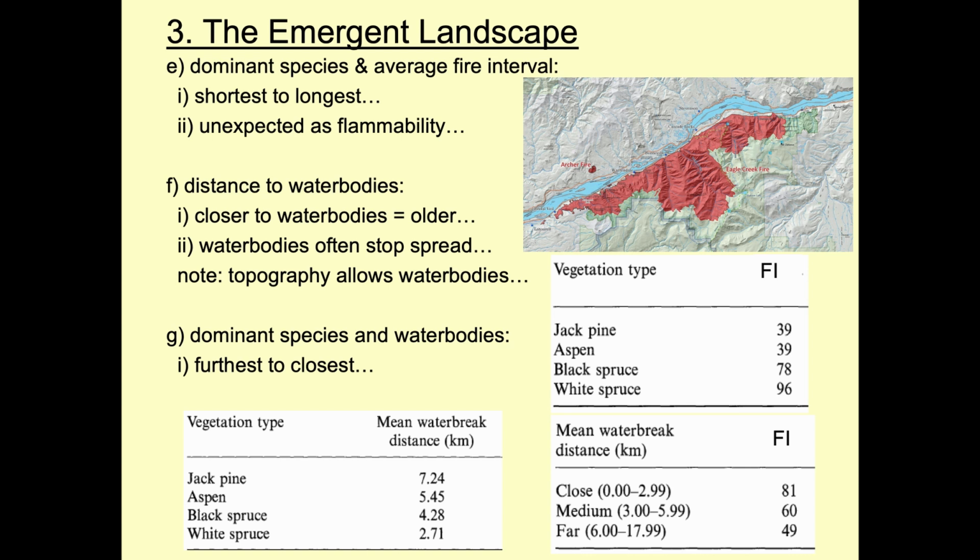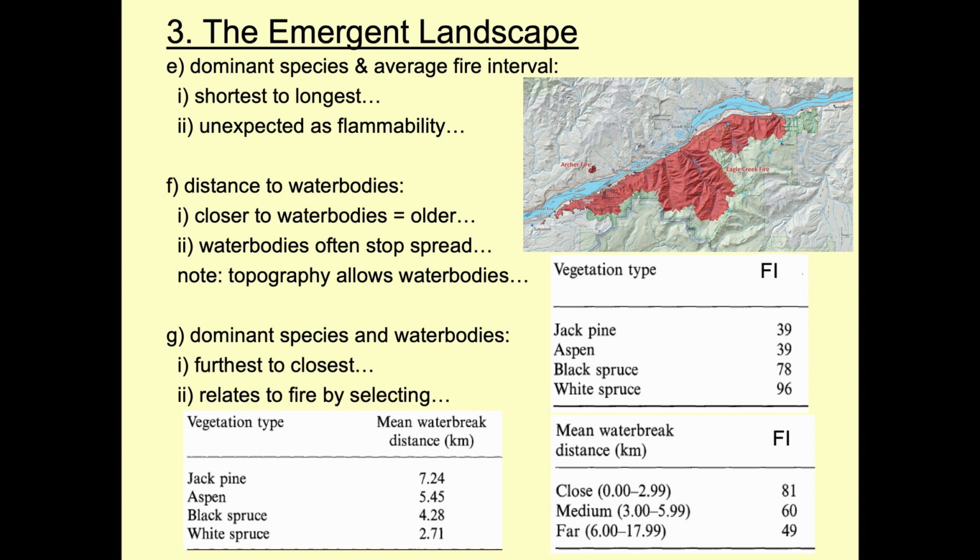Jack pine forests, however, are the furthest away from these water bodies at 7.24 kilometers. So this also makes a lot of sense. The further away a tree is from a water body, the more likely they are to be disturbed by these fires. So interestingly enough, we have black spruce and aspen with an intermediate distance to water.